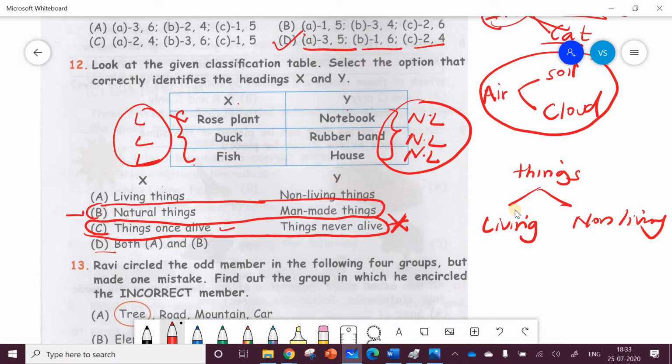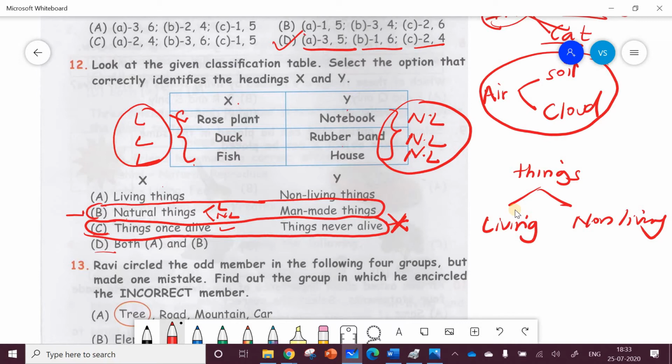But can natural things also be non-living? Natural things can be. Do you think so? Do you think natural thing can be non-living? I think so. Yes. Can you tell me of any one particular thing which is non-living natural? Rock. Very good. So, natural things could be living, could be non-living. Am I right?